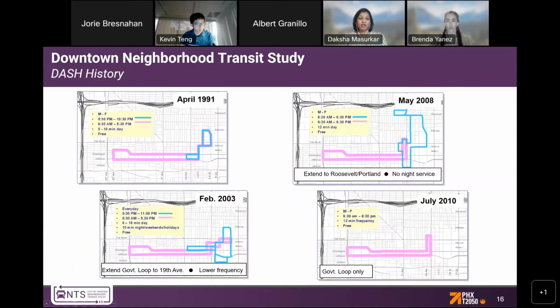The neighborhood transit service in downtown is the Dash circulator, and it was first implemented back in 1991. Since then, it has gone through many changes based on the needs and some of the constraints within the downtown area, whether there are construction activities, developments, or road improvements. Based on those needs, the routing has changed over time. Currently we have more of an east-west routing, but initially, you can see in May 2008, it also went north-south. Next slide, please.